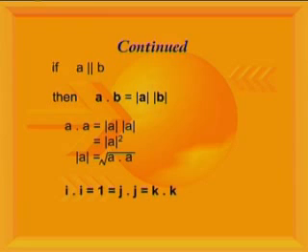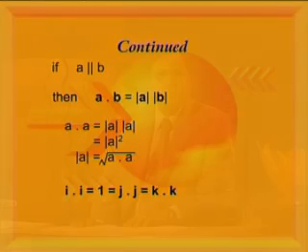Now i dot i and j dot j and k dot k is equal to 1, because these are parallel to each other, these are the same, and their magnitudes are unit. For this we take an example. So let us do one example for this.